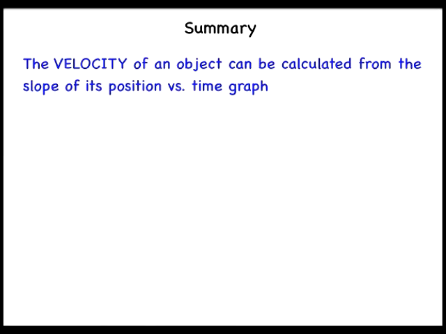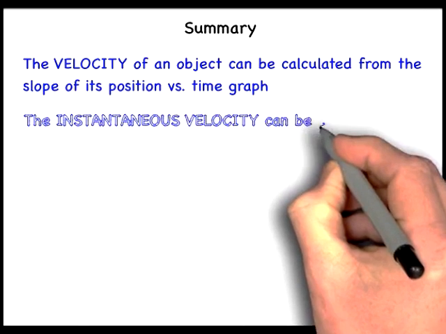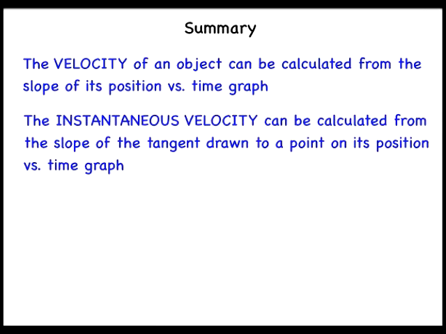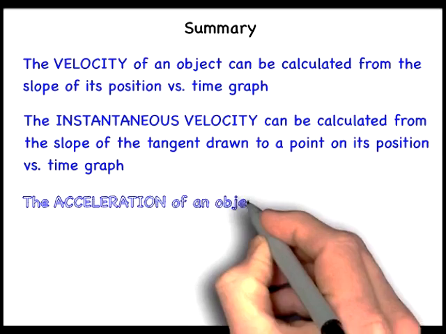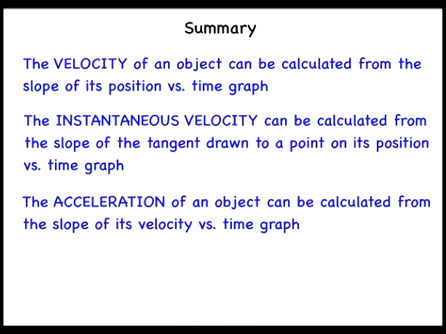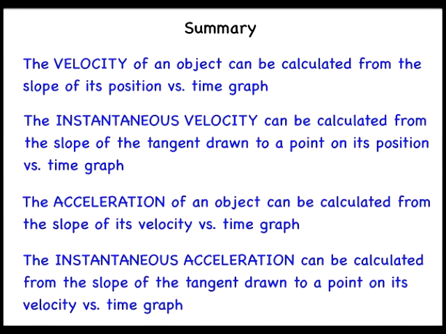In summary, the velocity of an object can be calculated from the slope of its position versus time graph. The instantaneous velocity can be calculated from the slope of the tangent drawn to a point on its position versus time graph. The acceleration of an object can be calculated from the slope of its velocity versus time graph. And finally, the instantaneous acceleration can be calculated from the slope of the tangent drawn to a point on its velocity versus time graph.